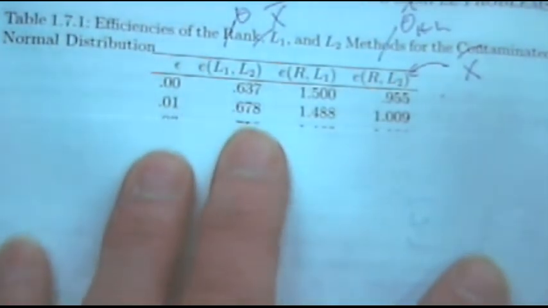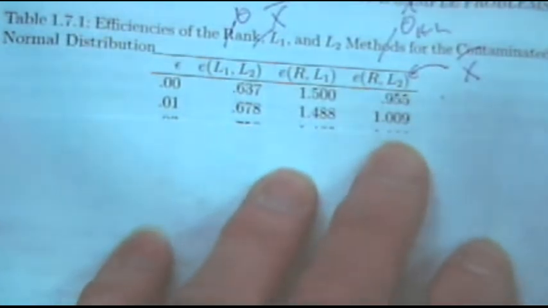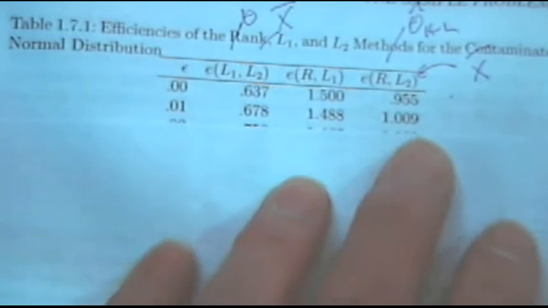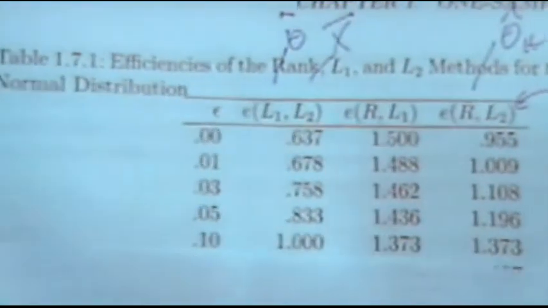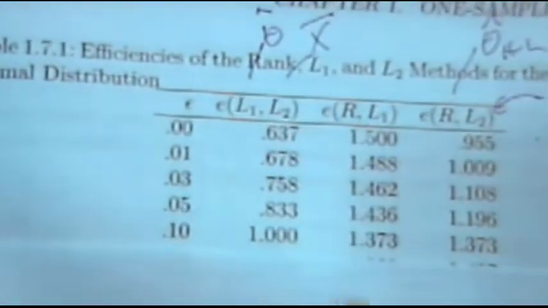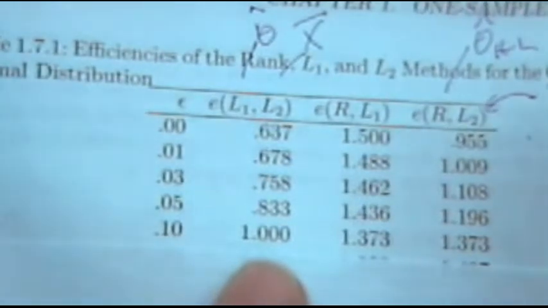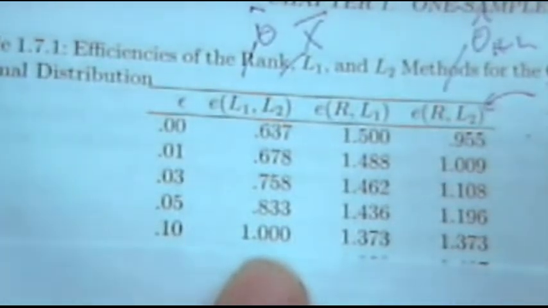X-bar certainly beats the median, but it loses to the Wilcoxon. It only needs 1% contamination, and the Wilcoxon is 1.1 times better. If you get 3% contamination, it's about the same story, but it's one more. Then you have to go to 10% contamination until you get X-bar and median about the same.